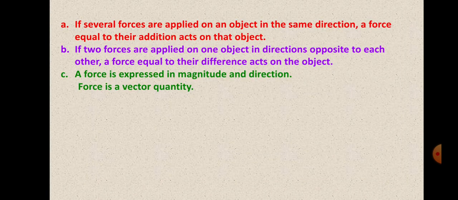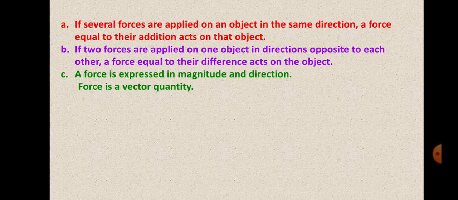So students, what do we understand from these examples? I had shown you so many examples. We understand the following things. First is that if several forces are applied on an object in the same direction, a force equal to their addition acts on that object. Now suppose we are applying three forces, right? So a total of all these three forces will act on that object if they are in the same direction. This is the first point.